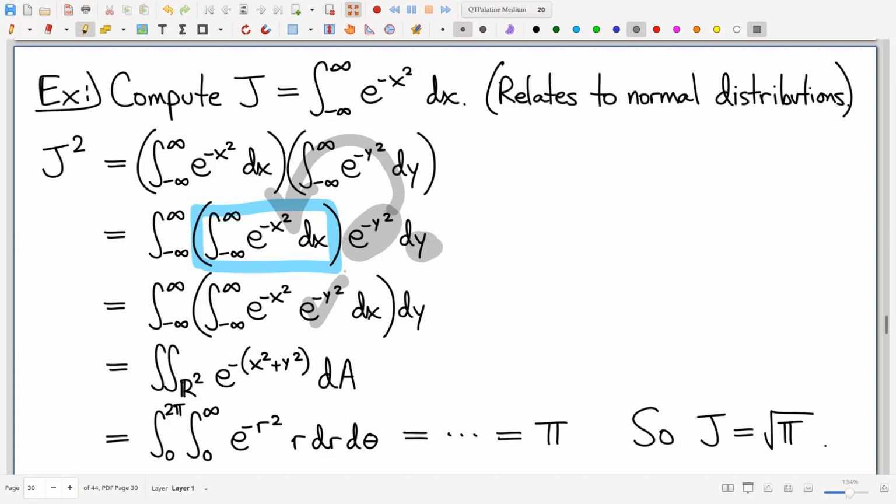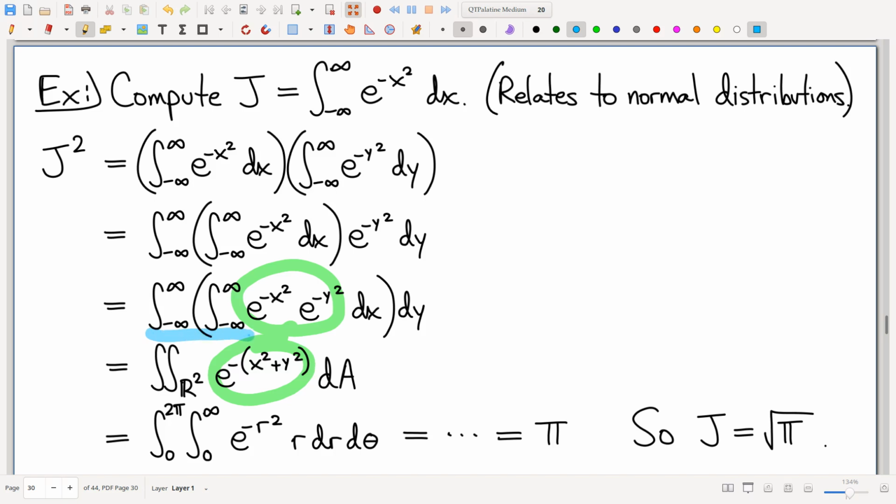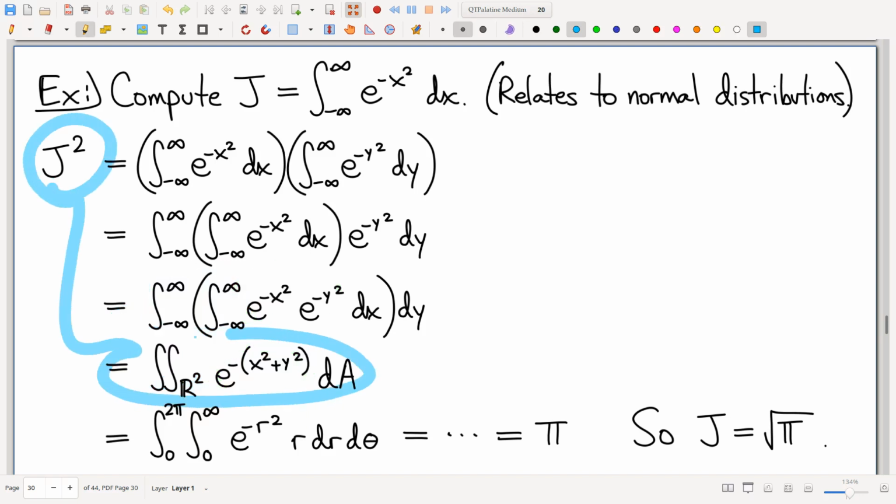Okay? The result then is that my integrand is this. You can look at the bounds here. See, I'm now sweeping over the entirety of the entire xy plane, all of R2, which means that the square of the number I'm looking for is this double integral.